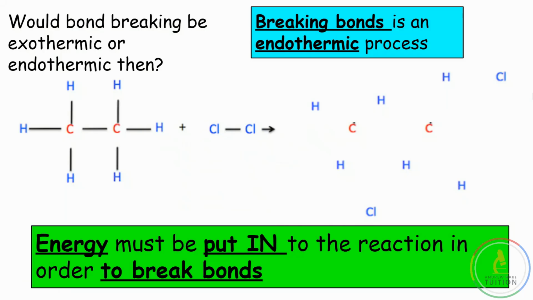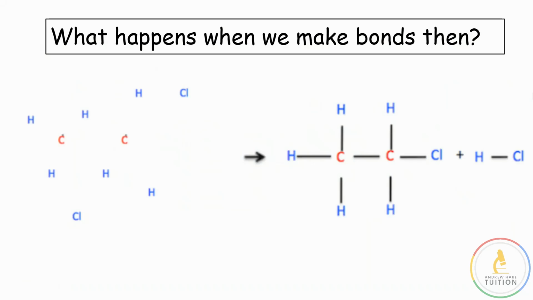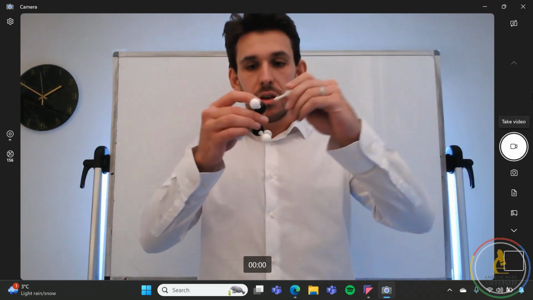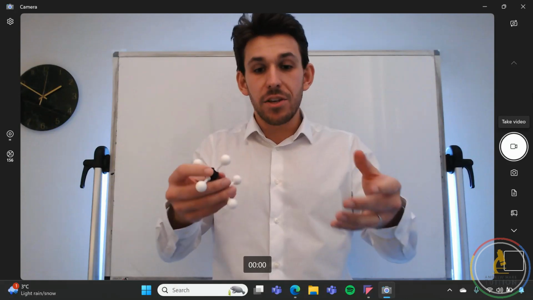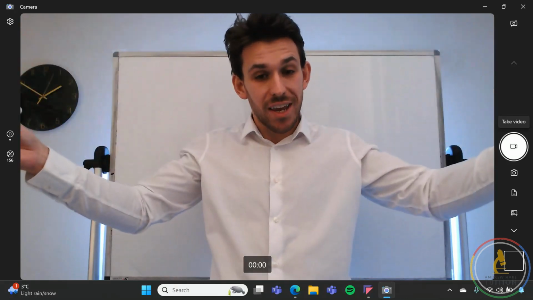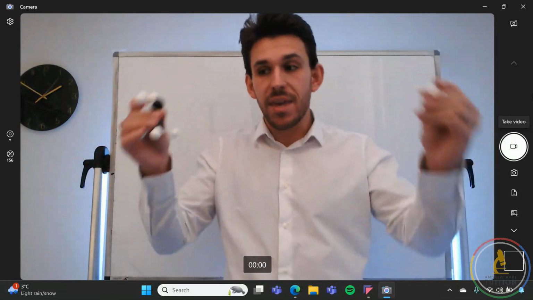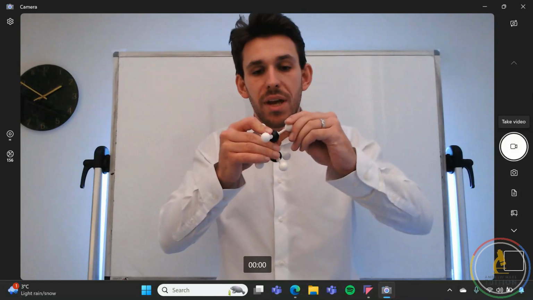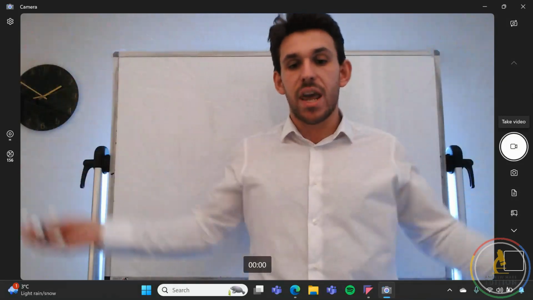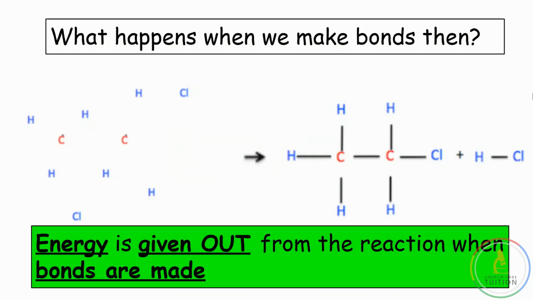Now, before we write this down, let's just have a look at the flip side then. If bond breaking required energy to be put in, then bond making surely is the opposite. So whenever I remake a bond, the opposite is going to happen. Energy is going to be given out, right? So anytime I'm remaking the bonds in my products, I want you to imagine sparks flying off and energy being given out, because that is the opposite of breaking a bond. So energy is given out from the reaction when bonds are made.